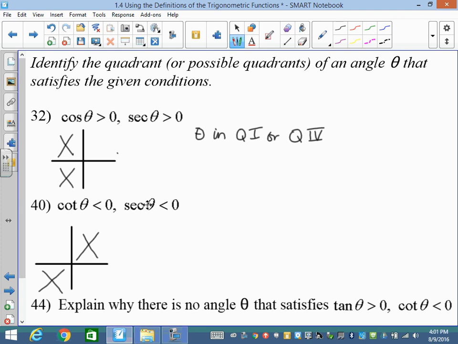Now this one, they want secant also to be less than 0. So it's okay, we've already crossed out this one. Secant is less than 0 wherever secant's not positive. And from this one, we know secant's positive in 1 and 4, which means my angle cannot be here either. So theta is in quadrant 2.